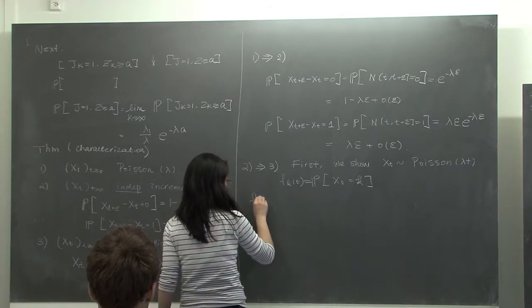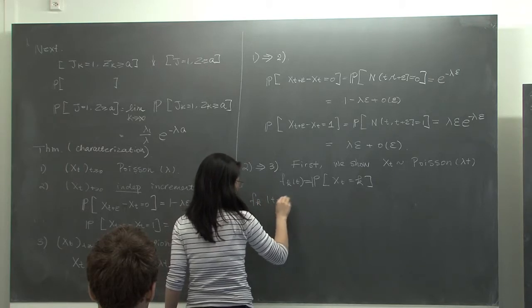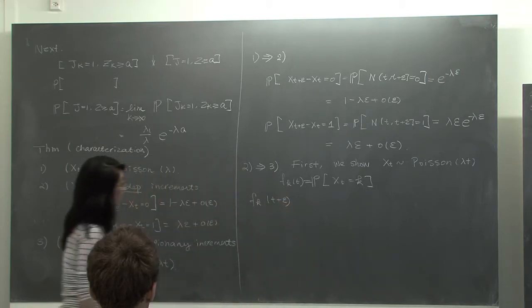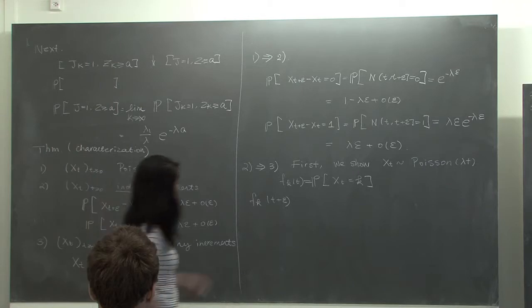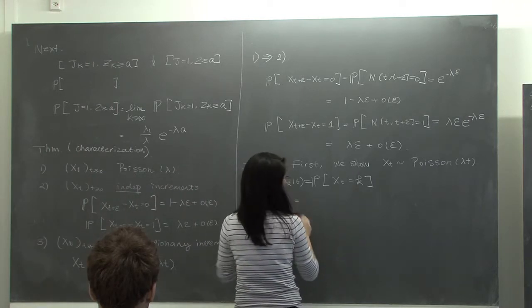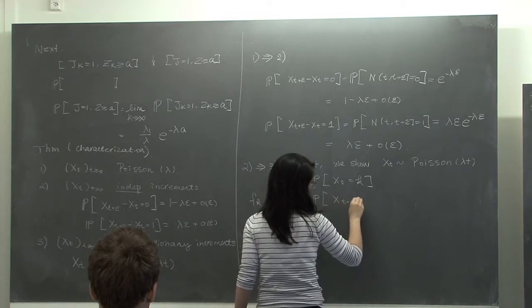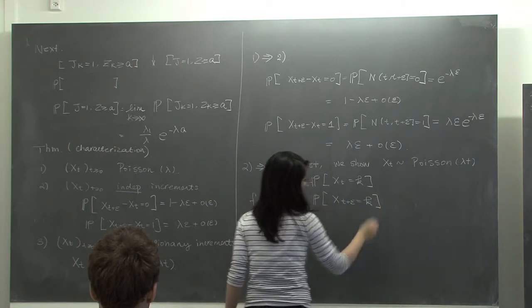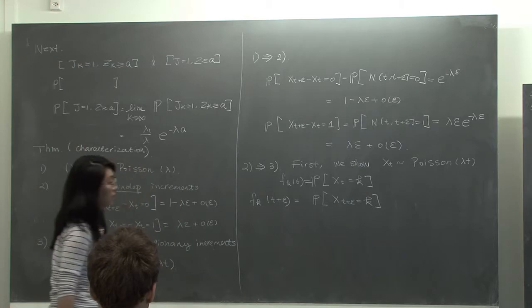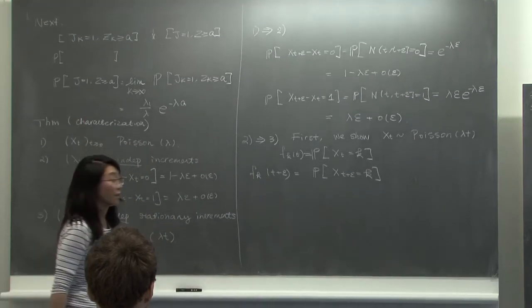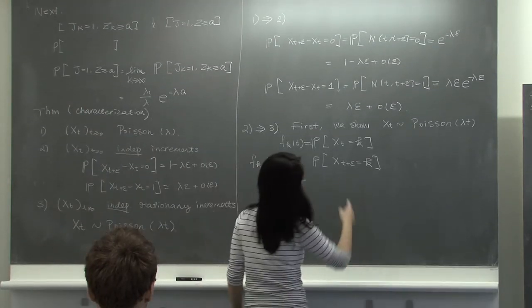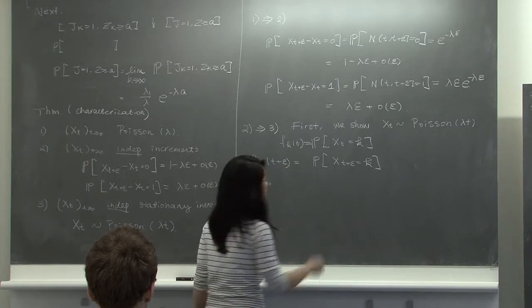So compare f_k(t plus epsilon) and f_k(t). What is f_k(t plus epsilon)? It equals the probability that X(t plus epsilon) equals k. And then we divide this event according to what happens at Xt.